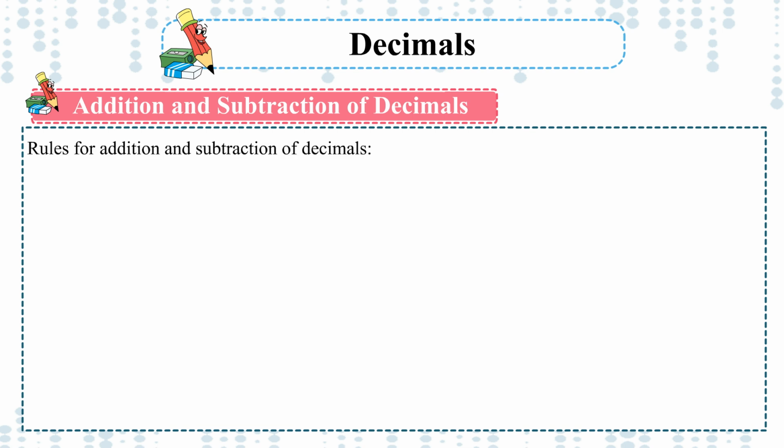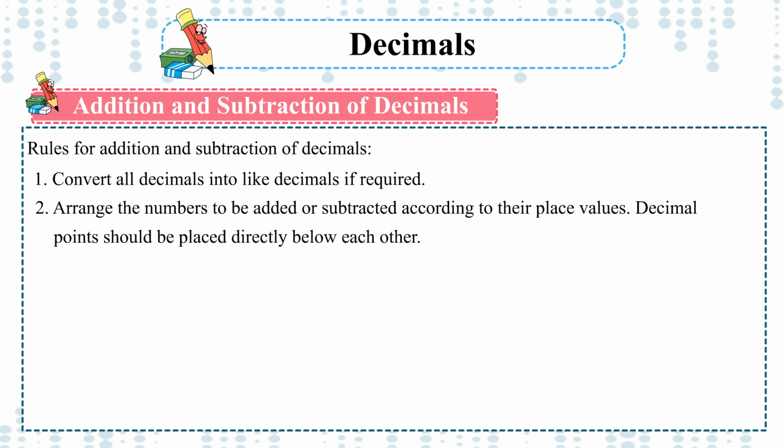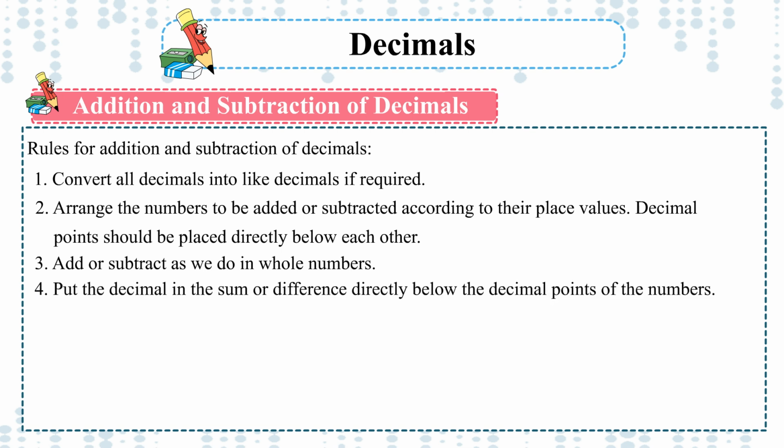Rules for addition and subtraction of decimals. 1. Convert all decimals into like decimals if required. 2. Arrange the numbers to be added or subtracted according to their place values. Decimal points should be placed directly below each other. 3. Add or subtract as we do in whole numbers. 4. Put the decimal in the sum or difference directly below the decimal points of the numbers.